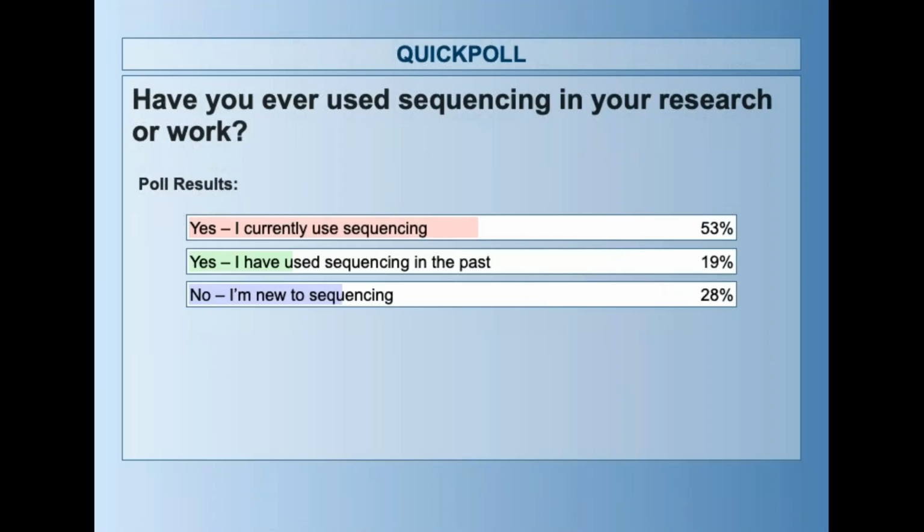All right, so it looks like a good majority of you, over half, currently use sequencing in your research. So this is going to be a really great webinar for you, and we'll go into a little bit more detail about the different sequencing technologies that you can use.